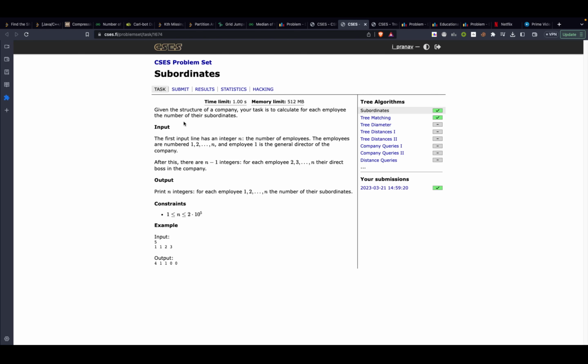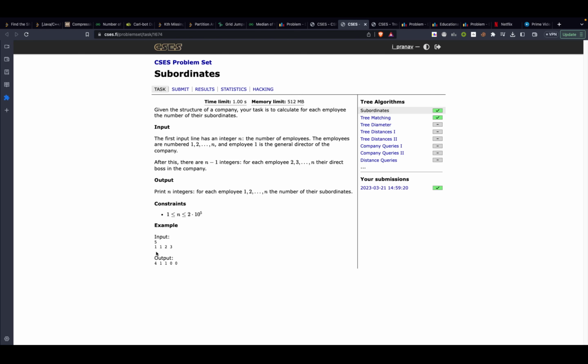Cool. So the problem states that given the structure of a company, your task is to calculate for each employee the number of their subordinates. The input is given like this: the first input line is an integer n, which is the number of employees, and the employees are numbered from 1 to n, right? Employee 1 is generally the general director of the company. So the first employee would be the director of the company, so he won't be reporting to anyone, right?